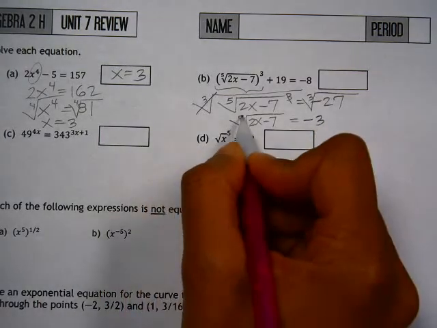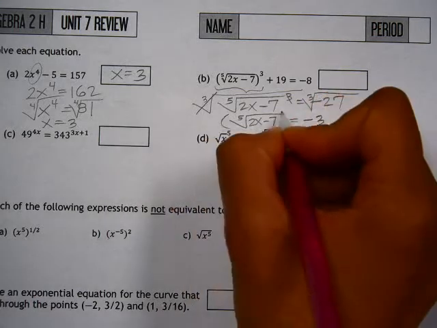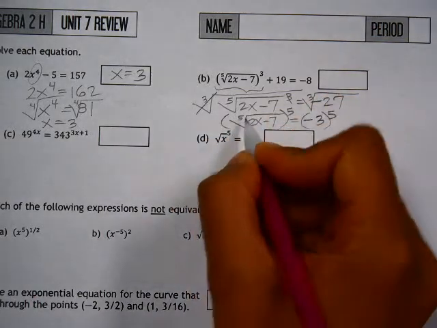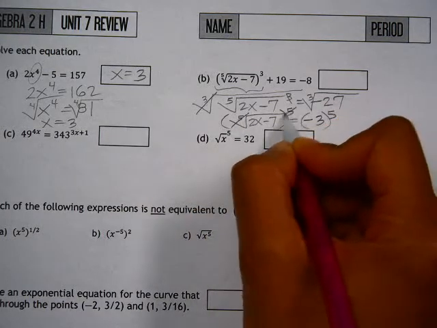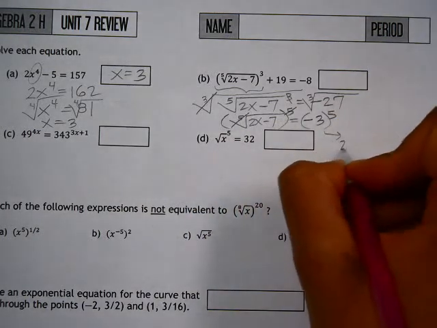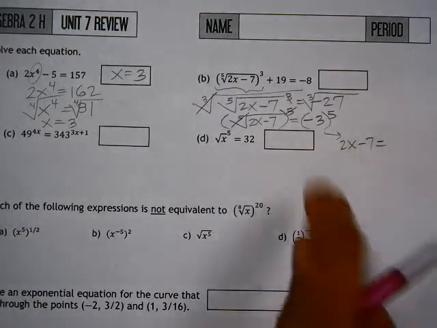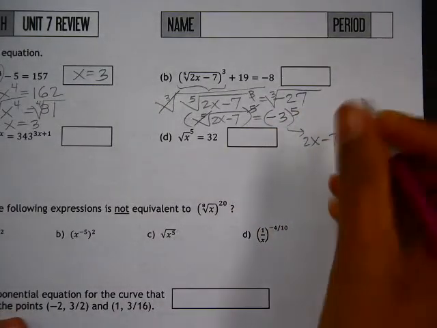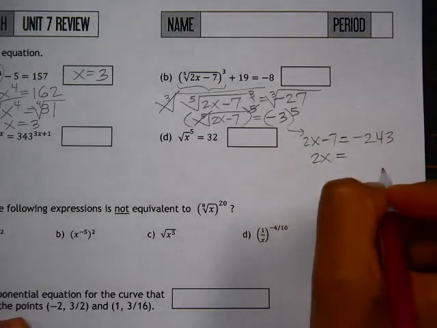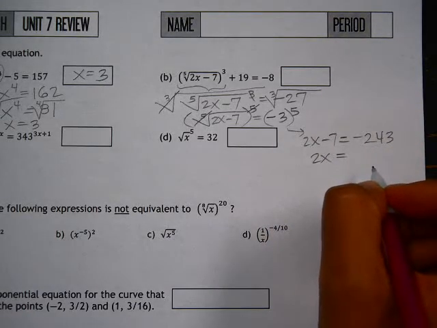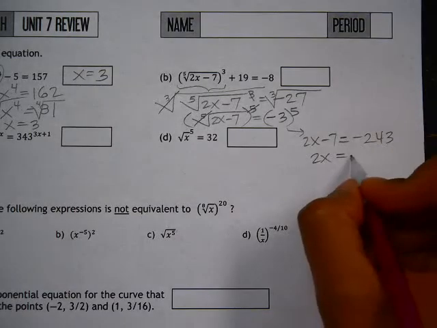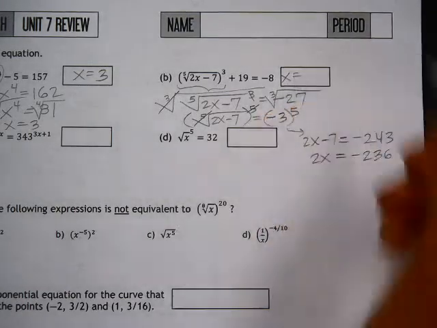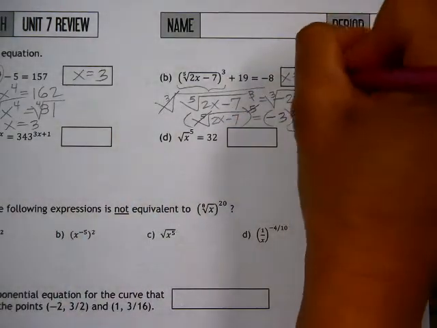Then we need to do the inverse of the 5th root, which is an exponent of 5, so to the 5th power. On the left side, the 5th root and the 5th cancel out, so that gives us 2x minus 7 equals negative 3 to the 5th power, which is negative 243. Adding 7 to both sides would give us negative 236, and then dividing by 2 would be negative 118.